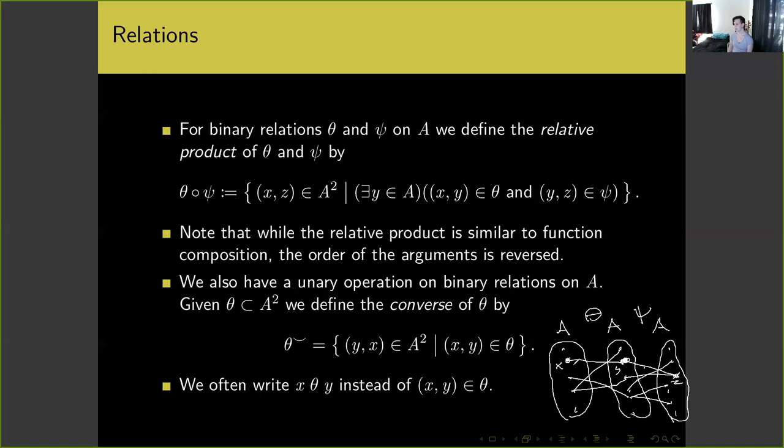All right, so now it's okay if there are many such Y. It's fine if you can also go from X to here and then from here to here. That's fine too, as long as there's at least one.